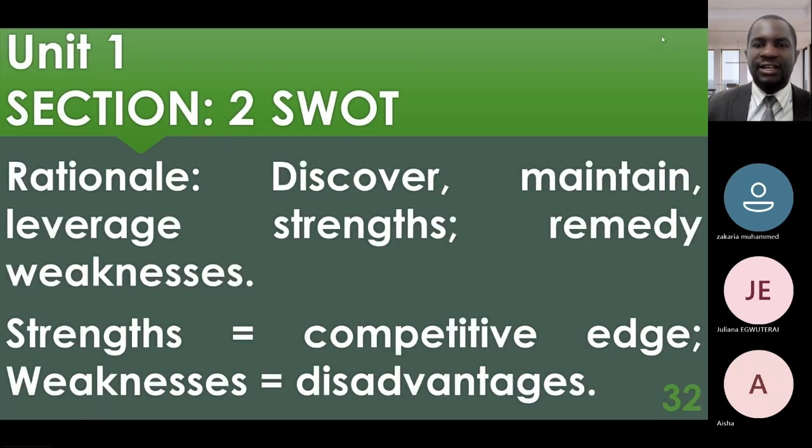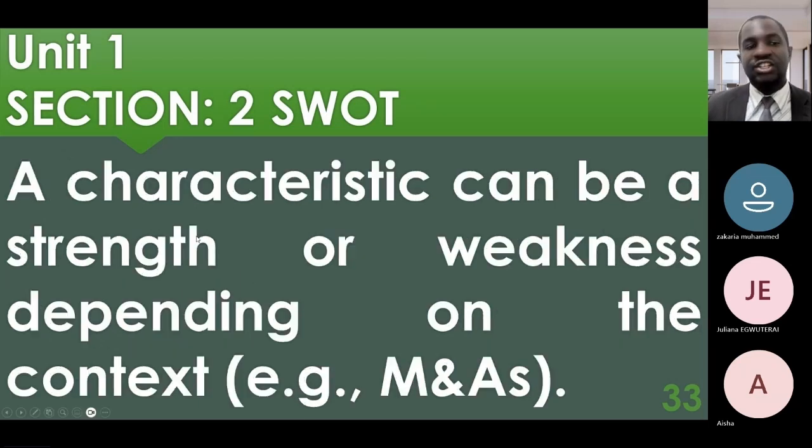Very important. So the rationale is to discover, maintain, and leverage strengths and reduce or remedy weakness. So strengths are competitive edges and weaknesses are disadvantages or demerits. A characteristic can be a strength or weakness depending on the context. So for example, M&As are an example of strength and weakness. Mergers and acquisitions could look at the strength in merging and the weakness in acquiring a company that's maybe going down, but then they always have a strength in that company that is going down to merge.